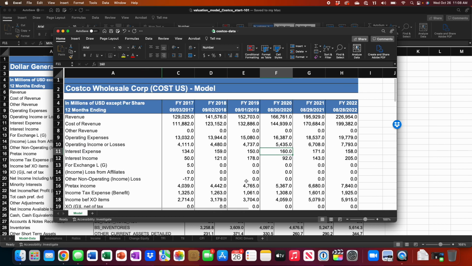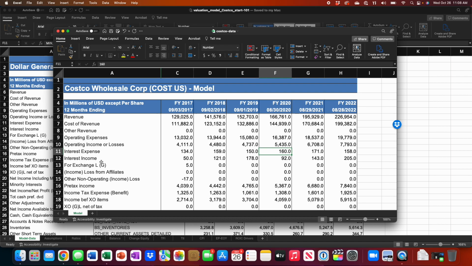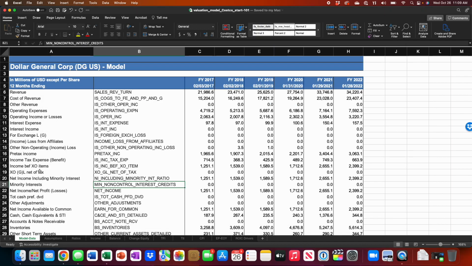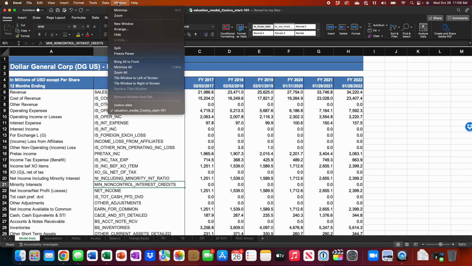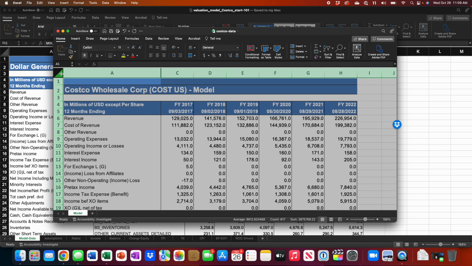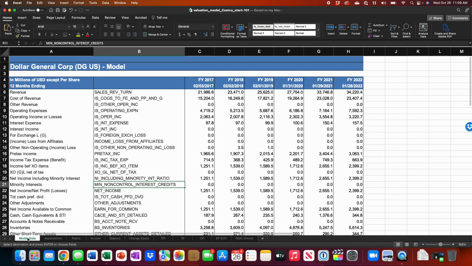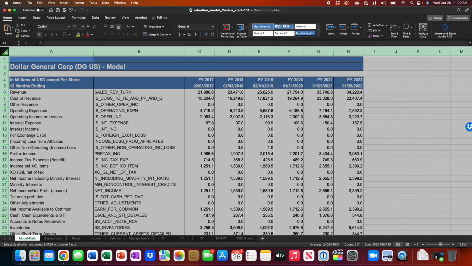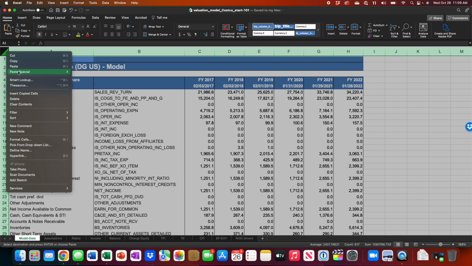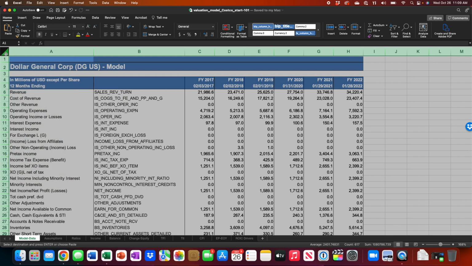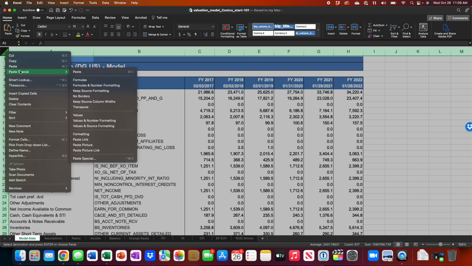Take this Costco data file. The file that I gave you as our starting file has Dollar General data in it. Take the entire first tab of the Costco data, select it, copy it, select the first tab in our model that you downloaded called Model Data for Dollar General in this case, select the whole tab, right click, paste special, values. Don't copy paste, paste the values.